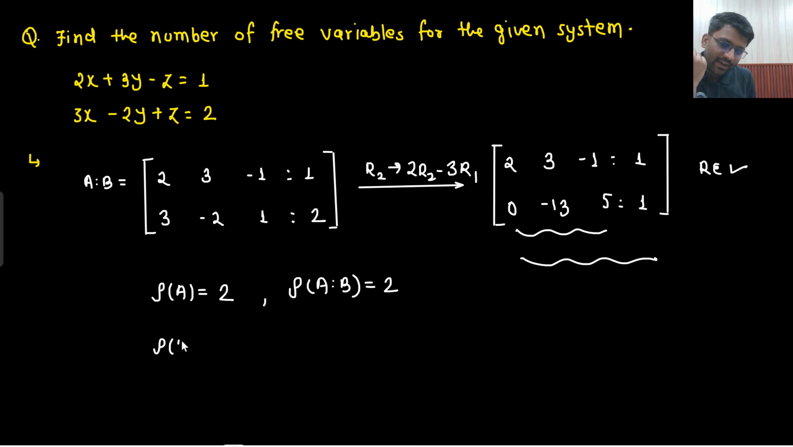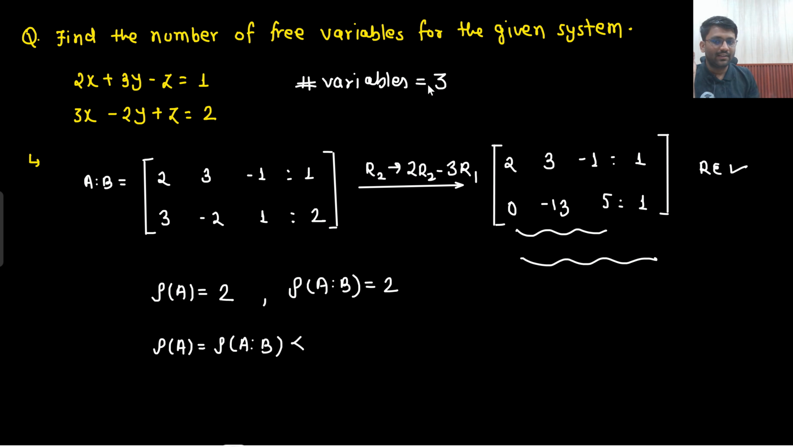What is the scenario? Rank of A is equal to rank of A augmented B, and that is less than the number of variables. How many variables are there? X, Y, Z. What is the number of variables? 3. So is it less than the number of variables? This is coming out to be equal to 2, which is less than the number of variables.